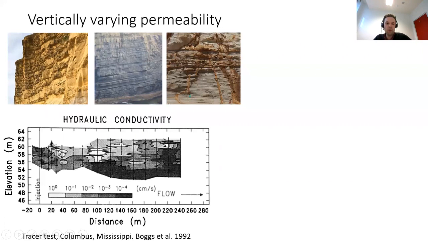So this is from a tracer test. This is the hydraulic conductivity with depth. You can see that the conductivity varies by an order of magnitude over just a few meters. Within this is one flow unit. And so we want to try and understand, to leading order, how does that affect the flow?